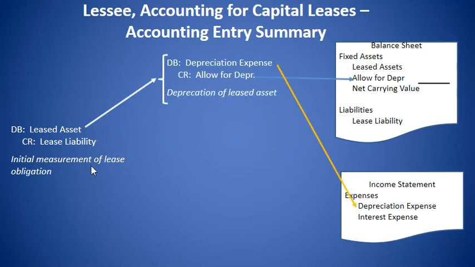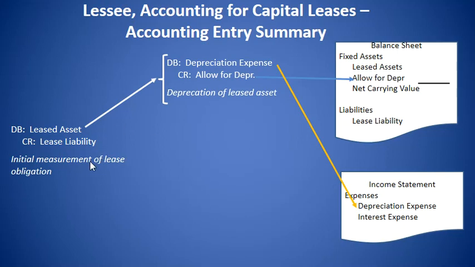Now we take a look at the entries that the leased asset generates eventually. Because we have a leased asset on the balance sheet, we're going to depreciate that asset. We recognize that by a debit to depreciation expense, and that amount will go to the income statement as an expense, and a credit to allowance for depreciation, which is a contra account to the leased asset account on the balance sheet.